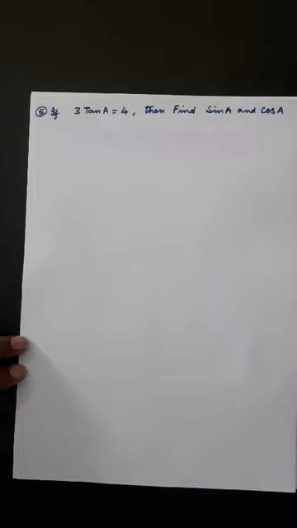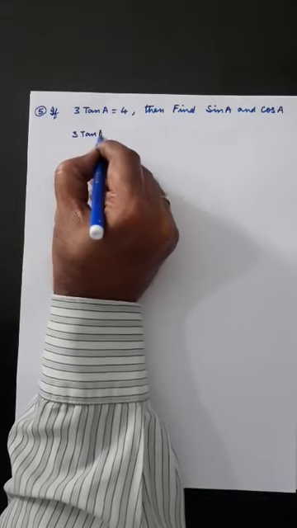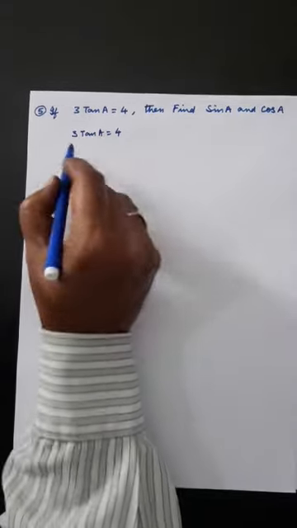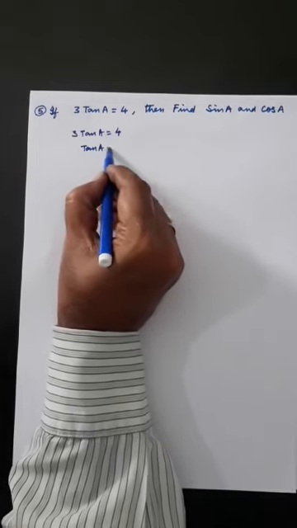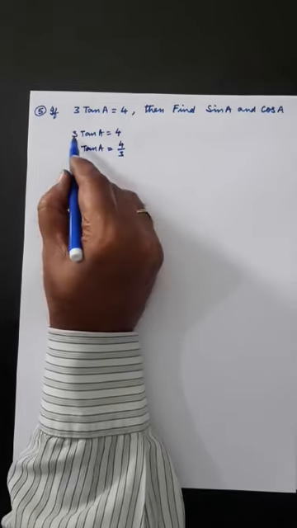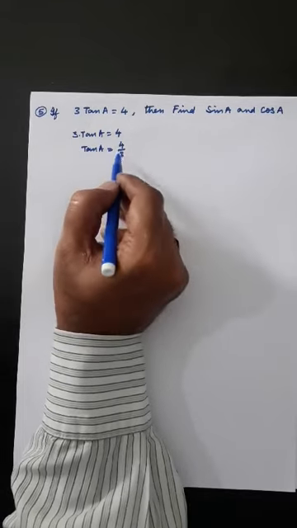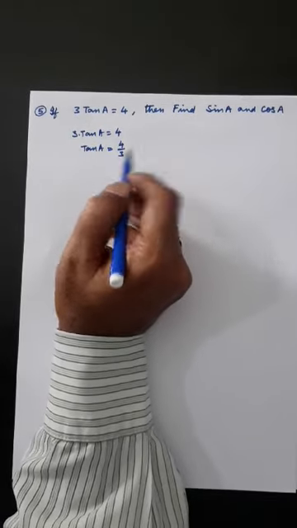problem 5. So here what is given is 3 tan A is 4 and it is asking us to find out sin A and cos A. Okay, 3 tan A is given, so 3 tan A equal to 4. So here what we can write? Tan A equal to 4 by 3. If you bring this 3 to this side, it will become by. So tan A equal to 4 by 3.